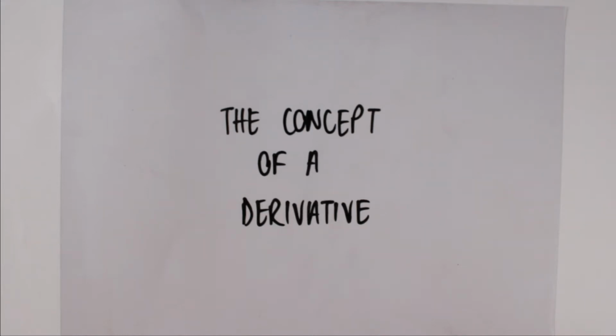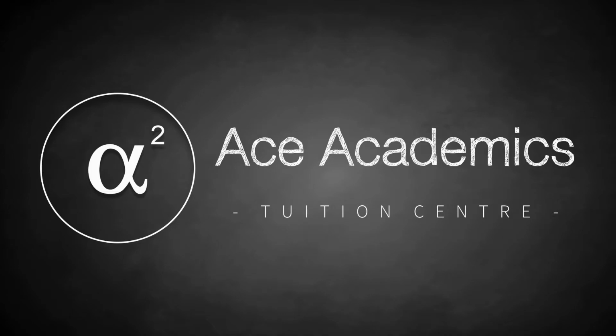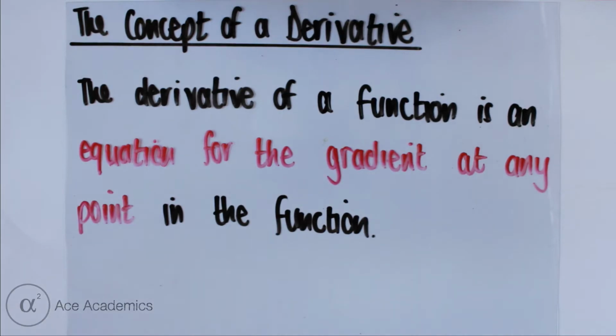In the previous videos, we looked at how to find a derivative using first principles and short differentiation. In this video, we will discuss what a derivative means. Let's go through the definition. A derivative of a function is an equation for the gradient at any point in the function. What this means is that if we have an equation of the function and we find its derivative, that derivative will allow us to work out the gradient at any point in that function.